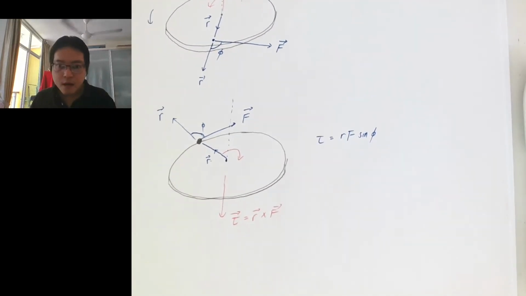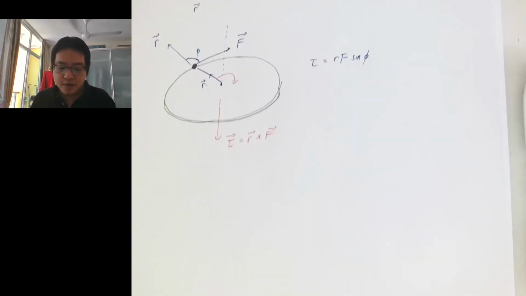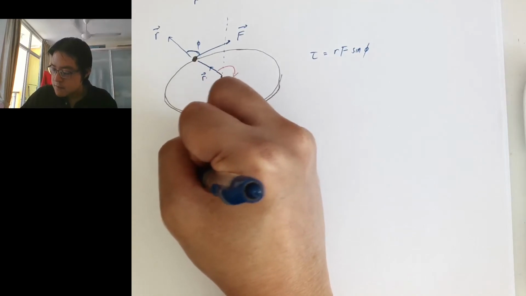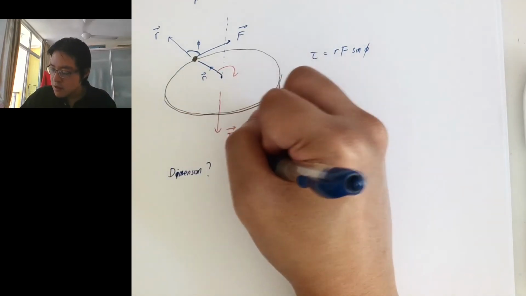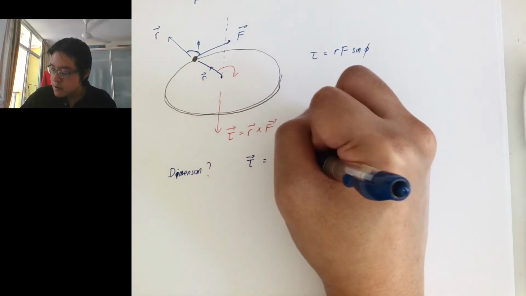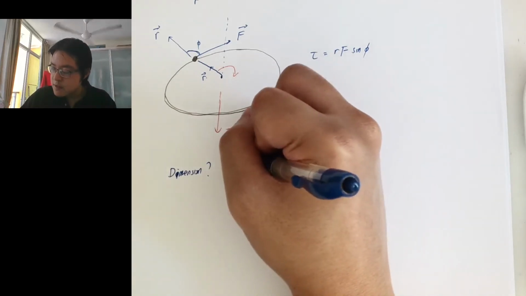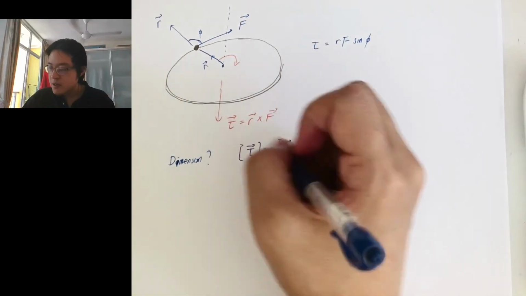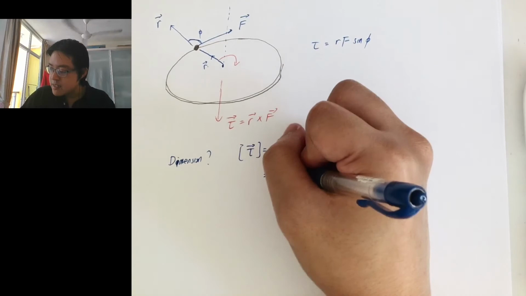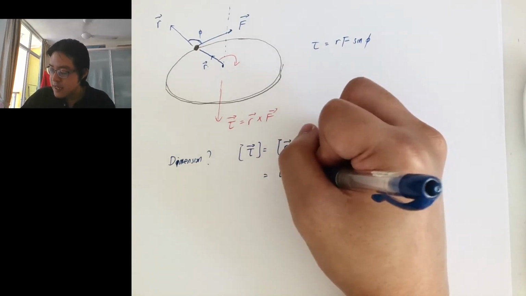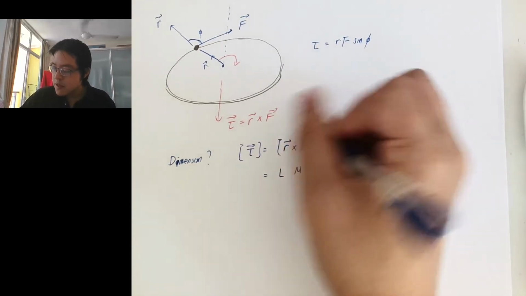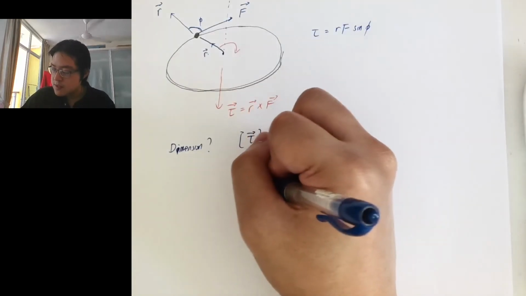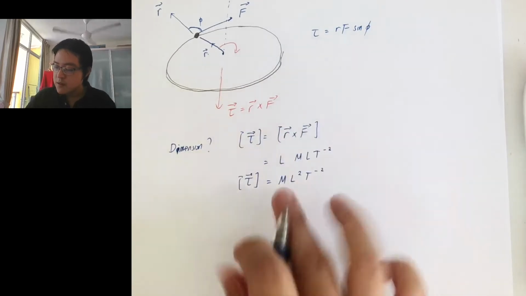So what is the dimension of torque? Well, the torque is given by R cross F, right? It's a vector, but for the dimension we don't care about the vector, we just look at the units. So the unit of R is just length, and the force is mLt minus 2. So what we get is mL squared t minus 2. So this is the dimension of the torque.